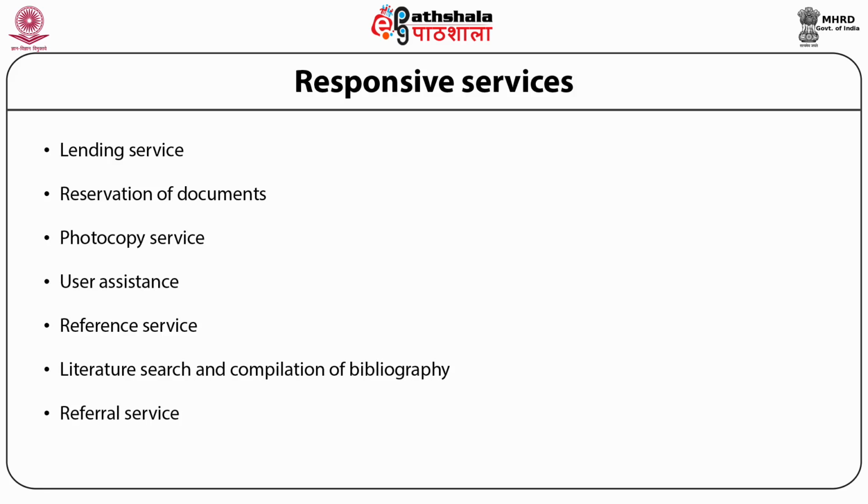Let us study in detail how these services are provided. Lending service. This service is concerned with lending of books and other material to the registered members of the library for a specific period of time. This service is also known as circulation service. Most public libraries offer this service. The rules and regulations may differ from library to library. In some libraries, issue and return of books are handled manually, and in some libraries, this service is computerized.